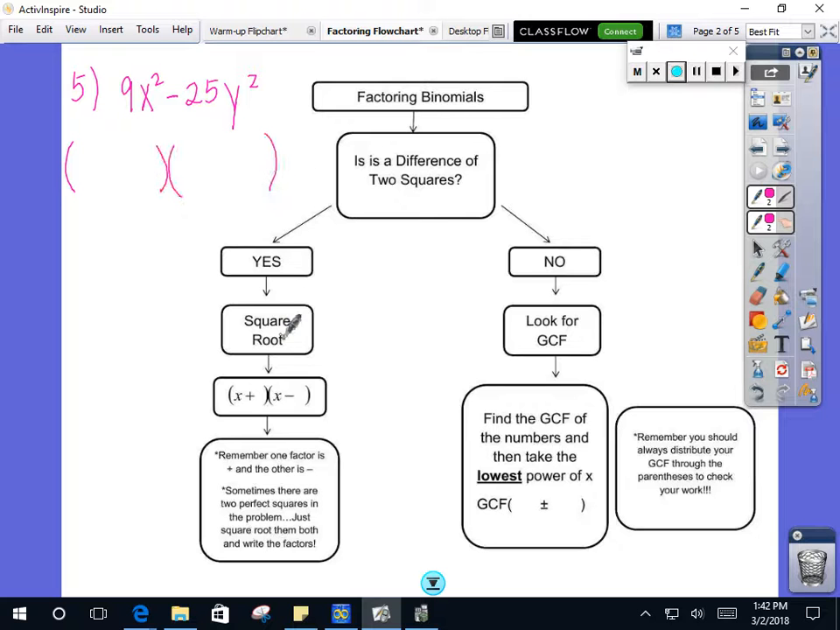And look, all you're doing is taking the square root of each term. Like the square root of 9x squared is 3x, so you put that in both. And then the square root of 25y squared is 5y, so you put it in both. And then it also reminds you to put opposite signs because you need it to be a negative 25, and you need the middle to cancel out.